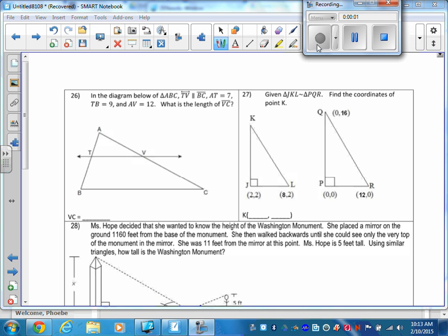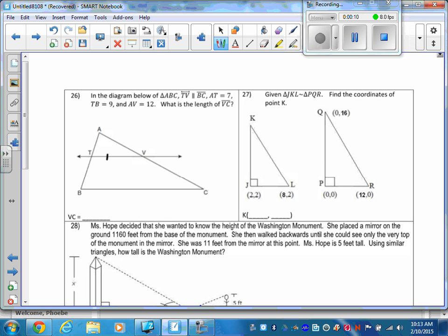Okay, continuing with part 4 of our study guide. In the diagram below, we see that TB is parallel to BC. So remember, these are the marks. They make little triangles on those figures when they're parallel. And it says that AT is 7, so I'm labeling my diagram.